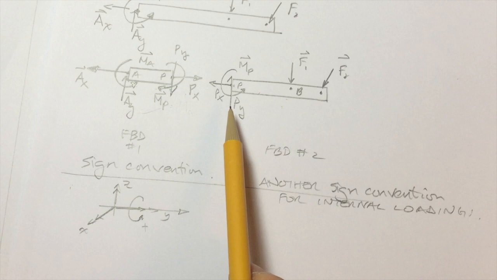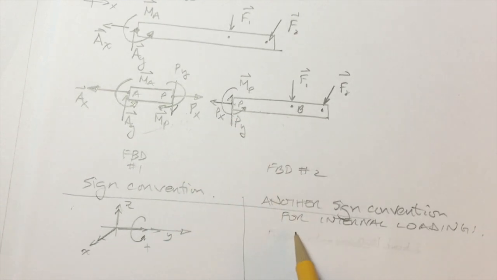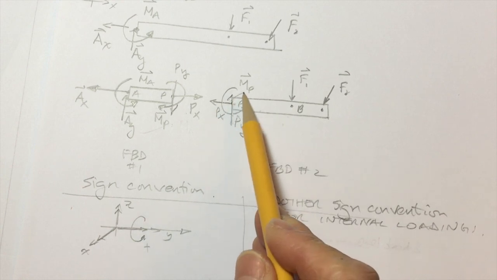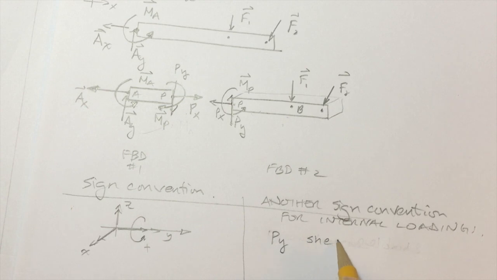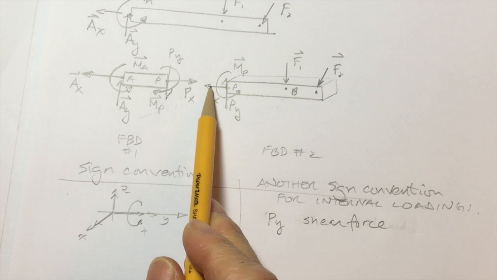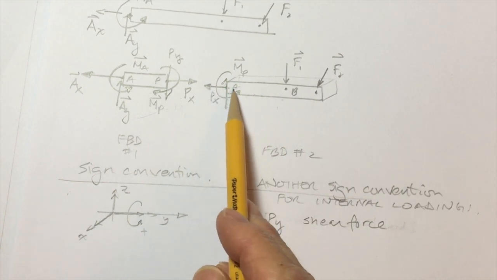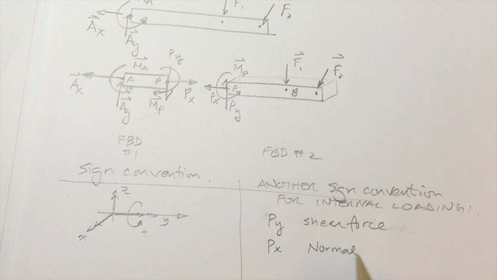So let's take a look at this member right here. Let me first cover the nomenclature for internal loading. That Py force up there acts on the face of this beam. Therefore, we call that a shear force. That Px force acts on the cross-sectional area of that beam. Therefore, it's customary to call that Px a normal force.